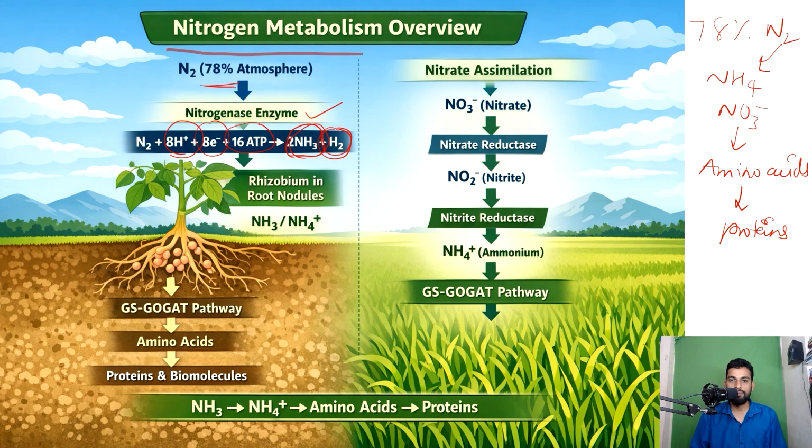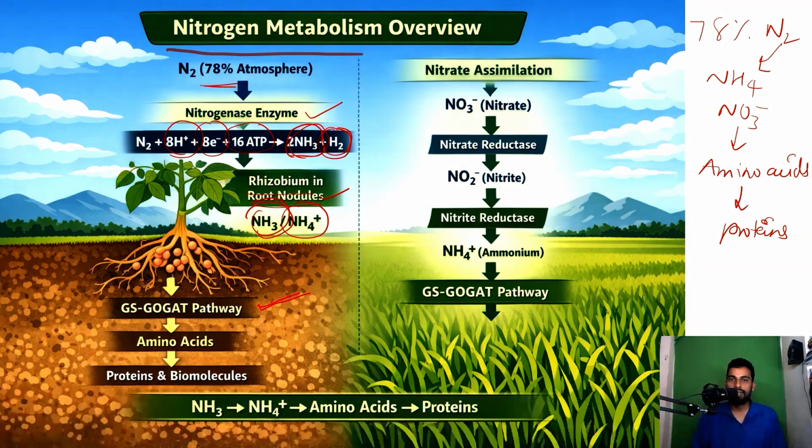Okay. In legume plants, the Rhizobium bacterium is involved. This bacterium forms root nodules. So it converts atmospheric nitrogen to ammonia or ammonium. Okay. There are some pathways involved in this ammonium metabolism. So let us see them later. Okay. Let's go to the next slide.